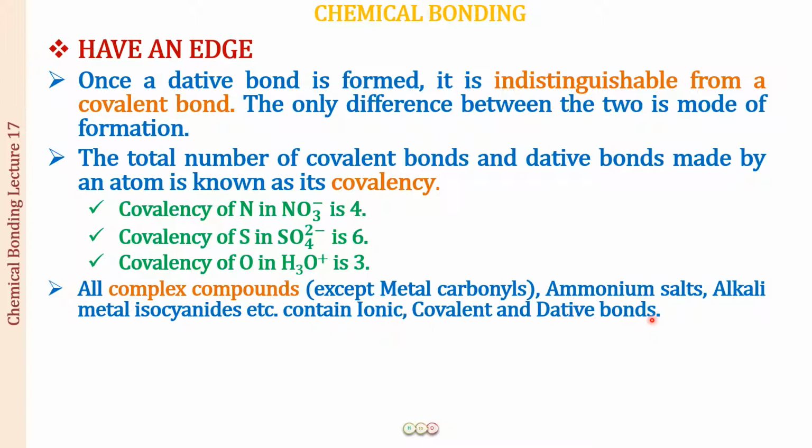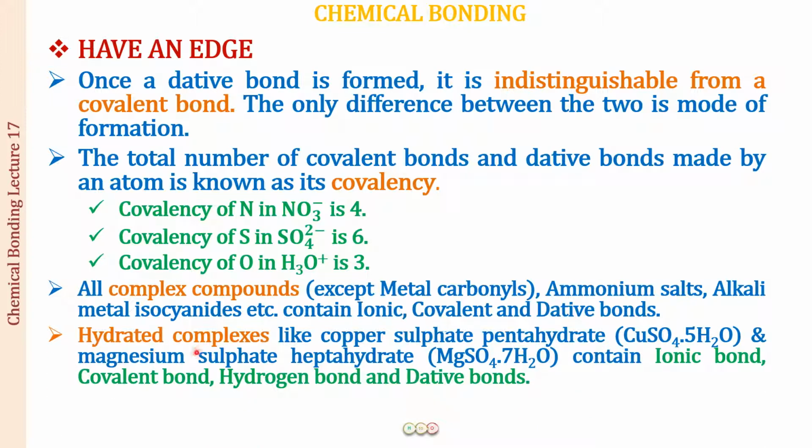So generally this type of question also comes in the examination where you have to tell which of the following compounds consist of all the three types of bonds. Another example, the hydrated complexes, like you have just now seen, copper sulfate pentahydrate, CuSO4·5H2O, magnesium sulfate heptahydrate, MgSO4·7H2O. This consists of ionic bond, covalent bond, hydrogen bond as well as dative bond. So all four of them are present over here, right? So these are certain things that will really help you excel in your examinations.